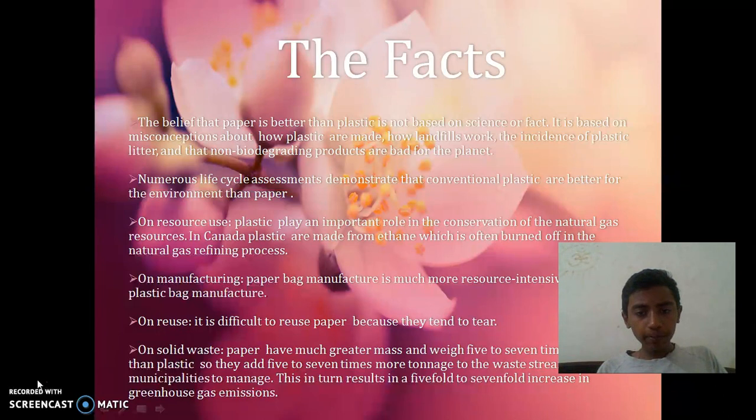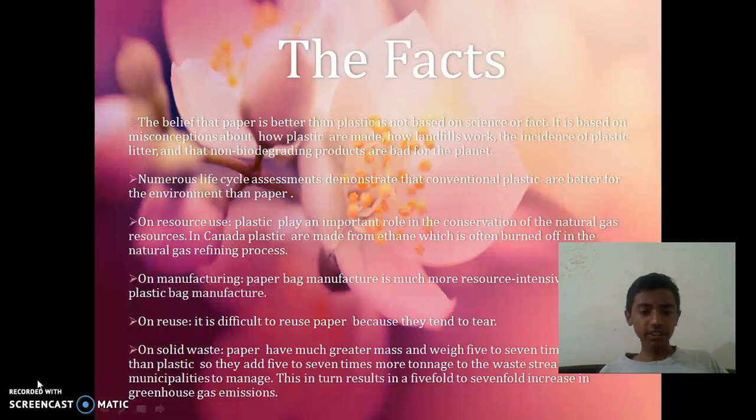plastic plays an important role in the conservation of the natural gas resource. In Canada, plastic is made from a by-product of natural gas, which is often burned off in the natural gas refining process. On remanufacturing, paper bag remanufacture is more resource intensive than plastic bag manufacture. On reuse, it is difficult to reuse paper bags because they tend to tear.